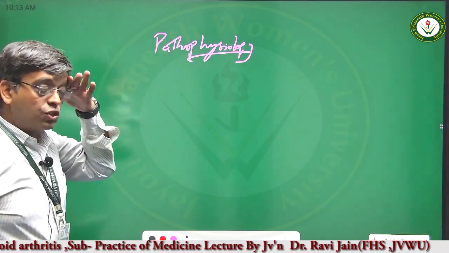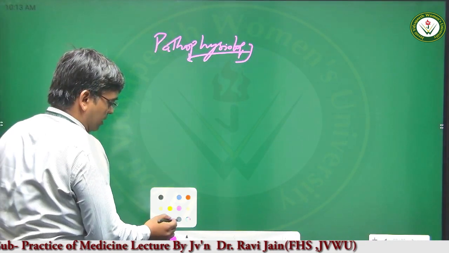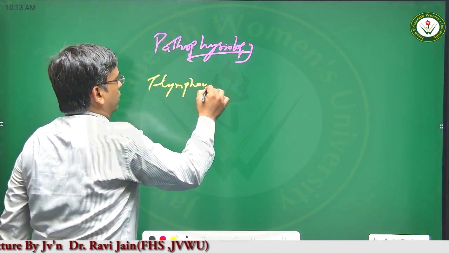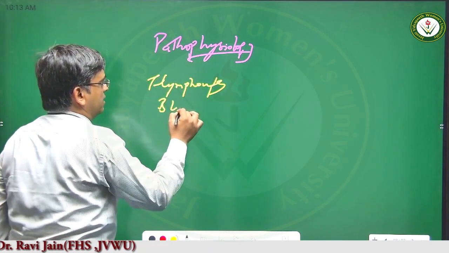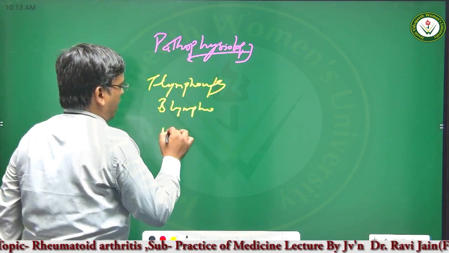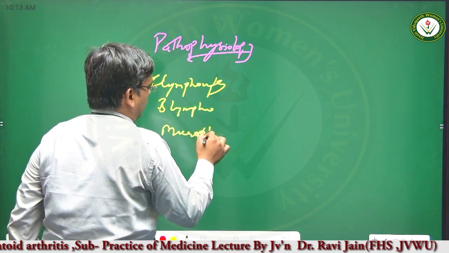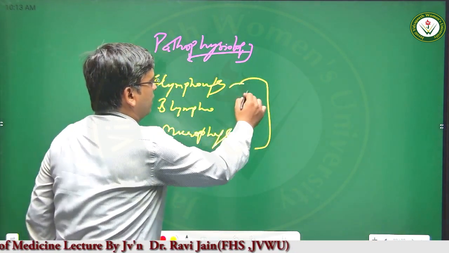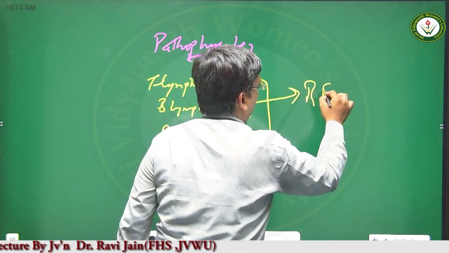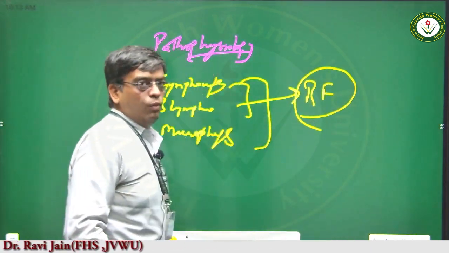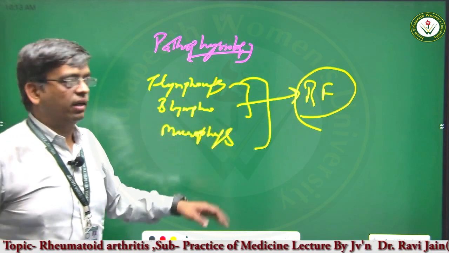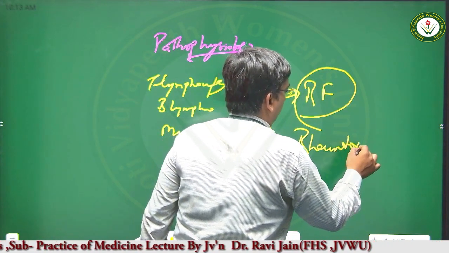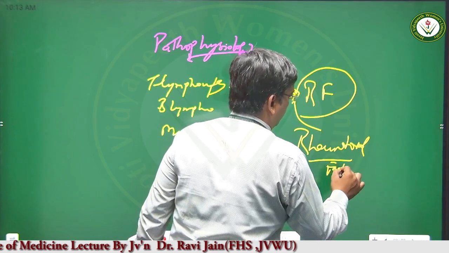There is inflammation of the joint, and the joint is infiltrated by T lymphocytes, B lymphocytes, and macrophages, which initiates the inflammatory response. These T and B lymphocytes are responsible for making immunoglobulins that form the rheumatoid factor. This rheumatoid factor is a key feature of rheumatoid arthritis.